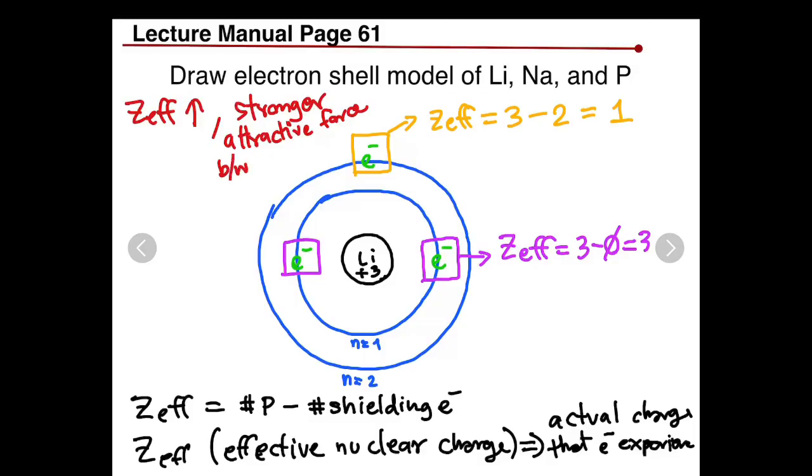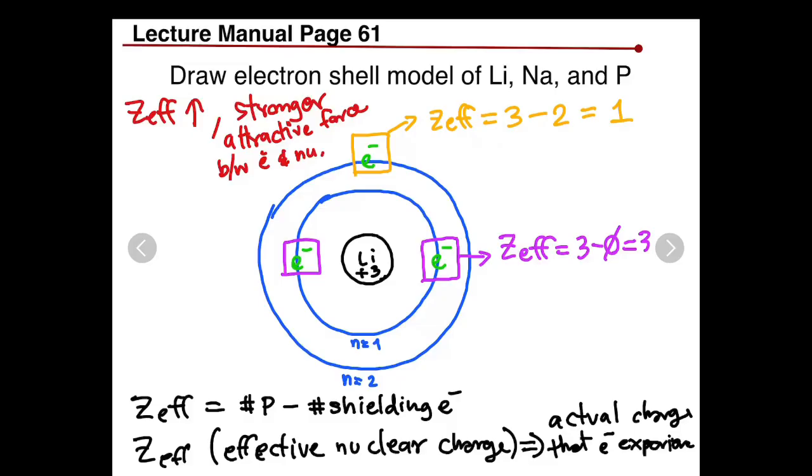Between the electron and the nucleus. Okay, so that means in this case, if you compare between these two electrons versus the outer electron, you will see that the outer electron experiences less attractive force compared to the inner electron because it's closer, right? The inner electron is going to experience a stronger attractive force than the one that is further away.